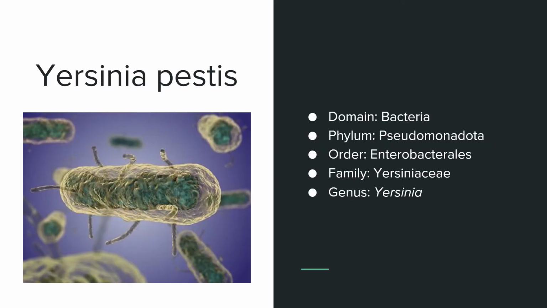The plague is caused by the pathogen Yersinia pestis. Its domain is bacteria. The phylum is Pseudomonadota. The order is Enterobacterales. The family is Yersiniaceae, and the genus is Yersinia.